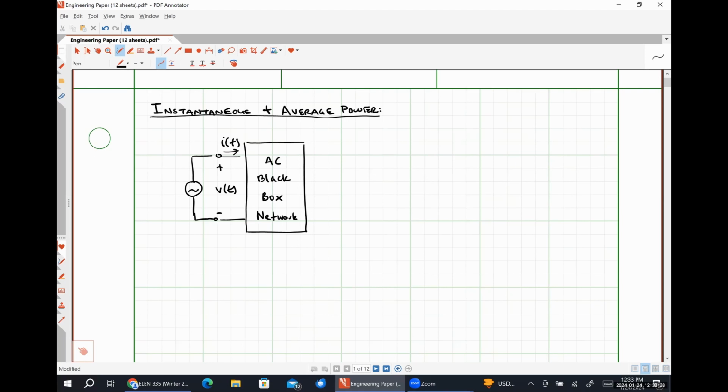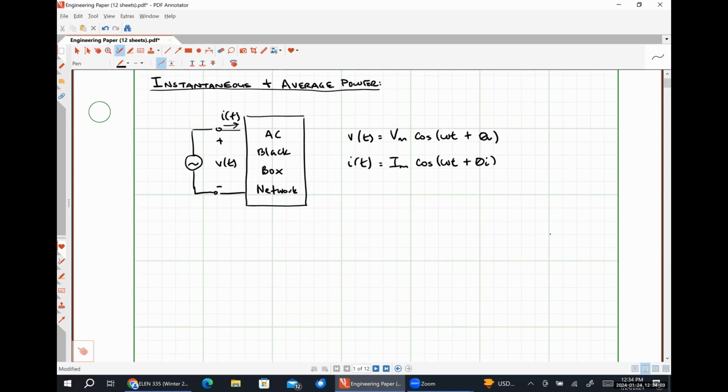Okay. So since it's sinusoidally excited, we know that our voltage V of t should be of the form Vm cosine omega t plus some phase angle theta v. And our current I of t should be of the form Im cosine omega t plus some phase angle theta I. The instantaneous power absorbed by our network will simply be the product of V of t and I of t.